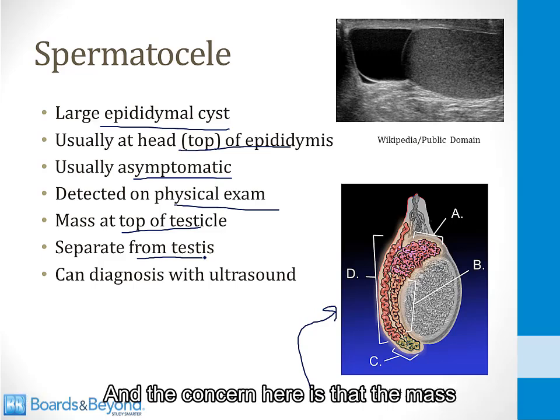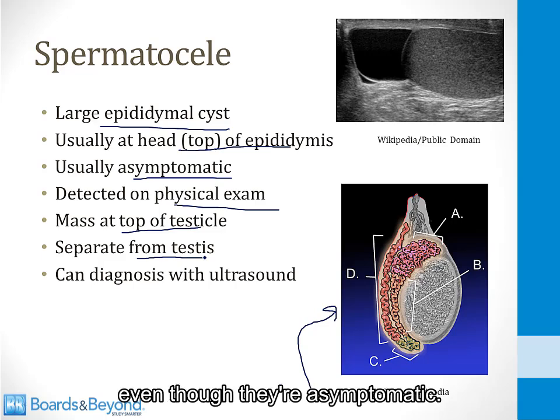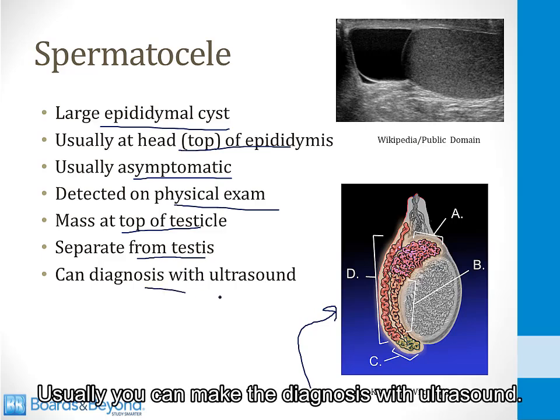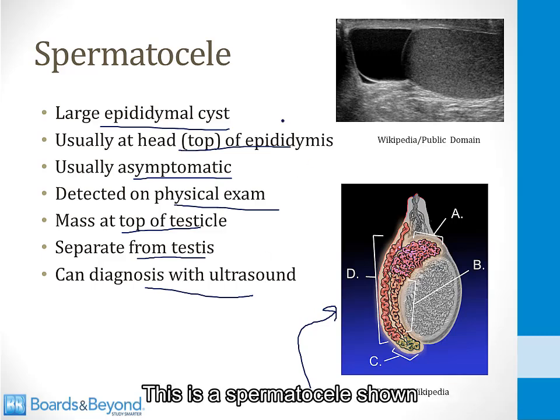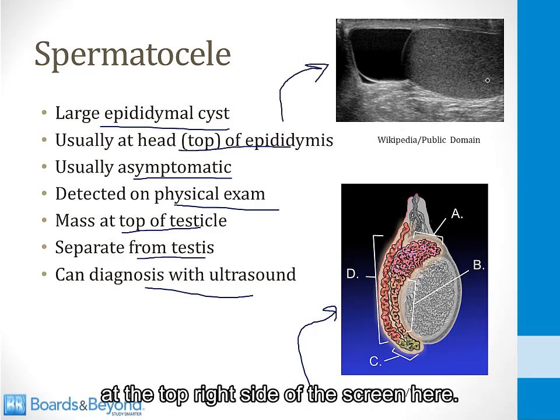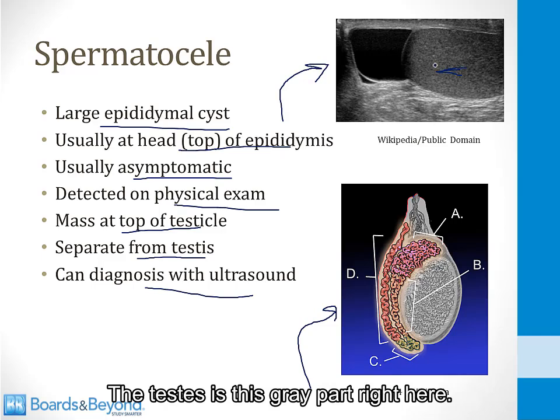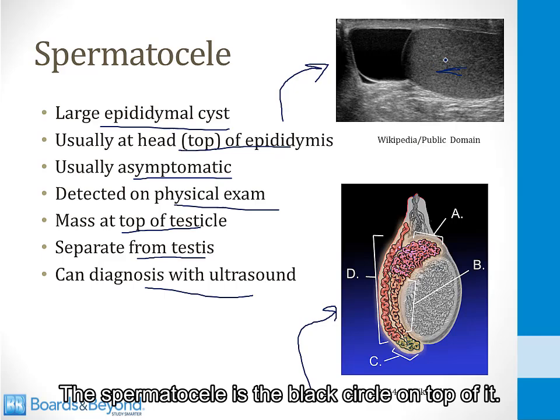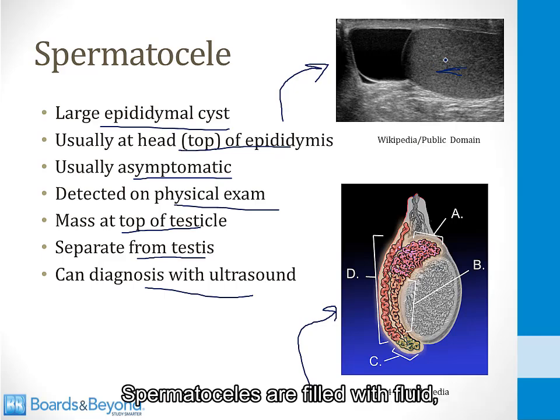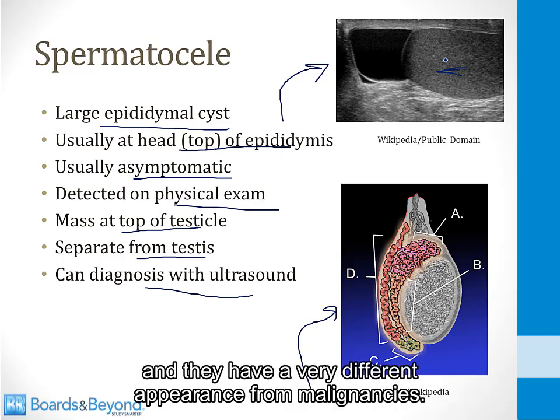And the concern here is that the mass could represent a malignancy, and that's why they're worrisome, even though they're asymptomatic. Usually you can make the diagnosis with ultrasound. This is a spermatocele shown at the top right side of the screen here. The testes is this gray part right here. The spermatocele is the black circle on top of it. Spermatoceles are filled with fluid, so they're usually black by ultrasound, and they have a very different appearance from malignancies.